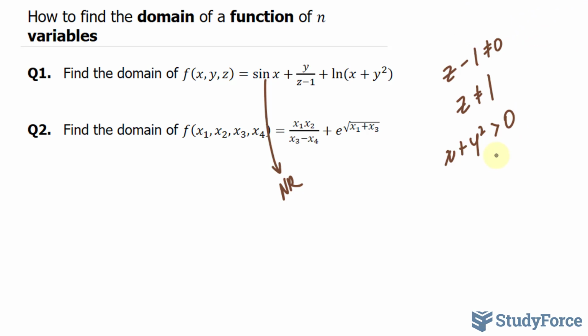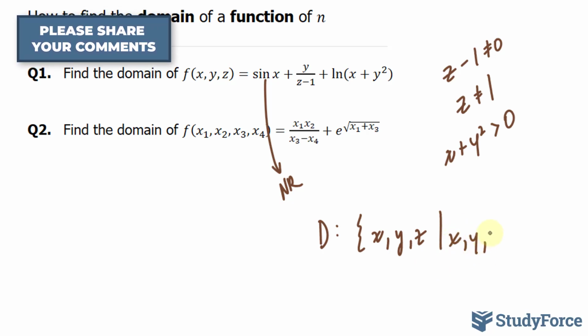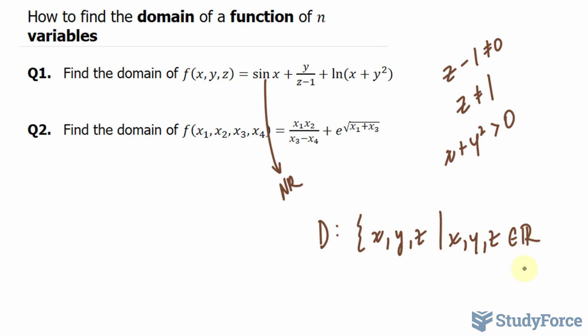Now, to write this in set builder notation, we will say that the domain includes the set of all x, y, and z variables such that x, y, and z include only real numbers, and then you write down your restrictions, the ones that you found, where z cannot equal 1 and x plus y squared must be greater than 0.